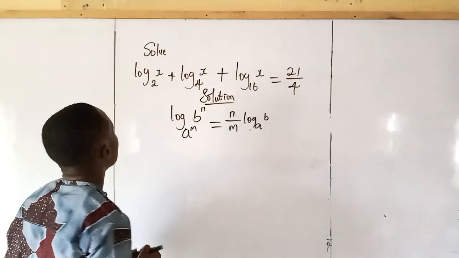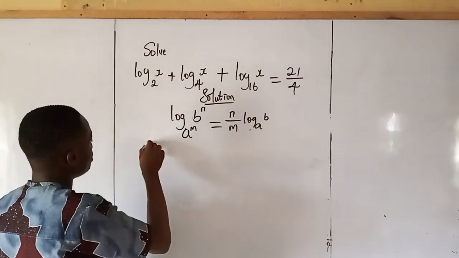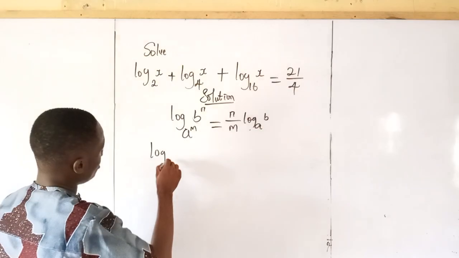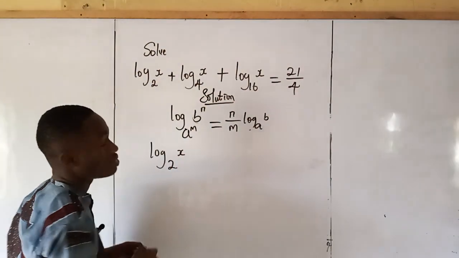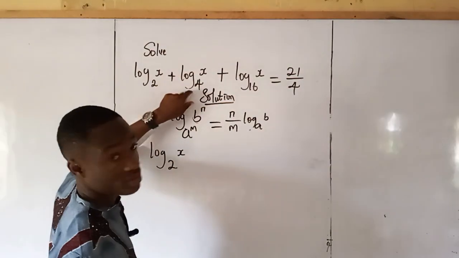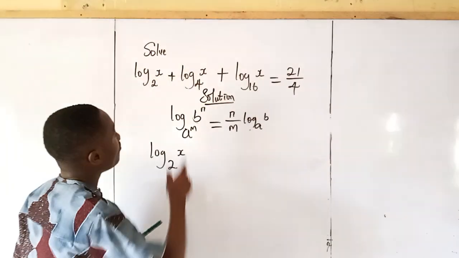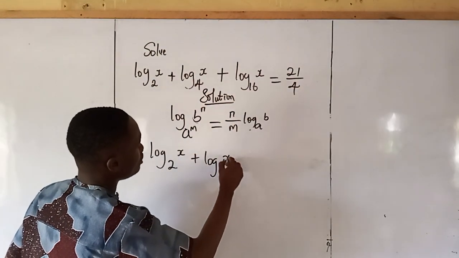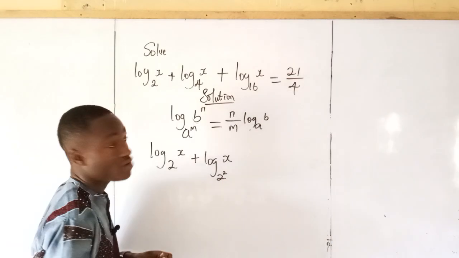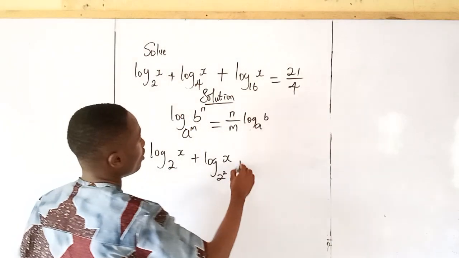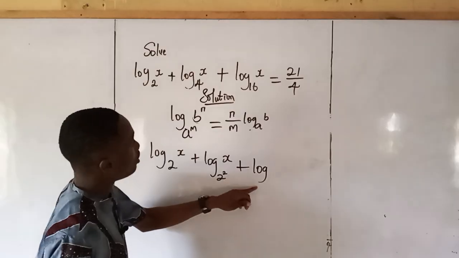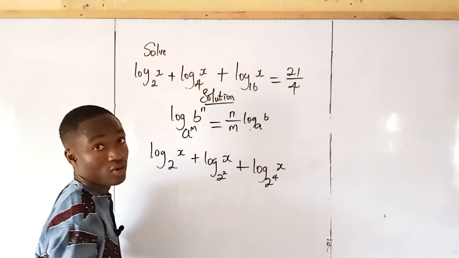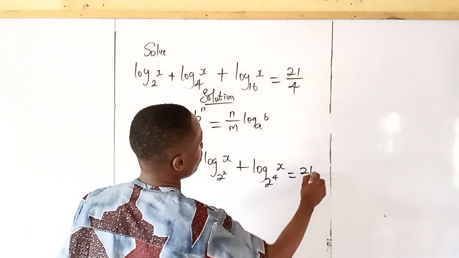Now let's do it together. Since the base here cannot be raised to a power, it's just one, so it's the same thing. I'll just bring it down to x. Applying that here, this can be expressed as log x to base 2 to the power of 2, plus log x to base 2 to the power of 4, equals 21 over 4.